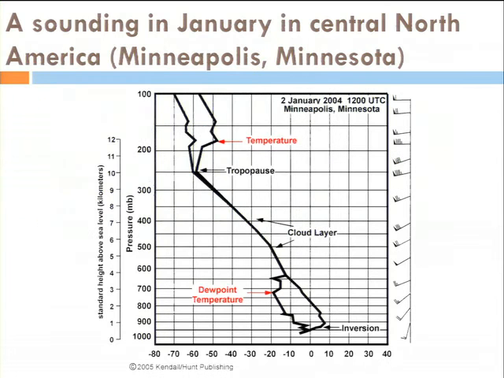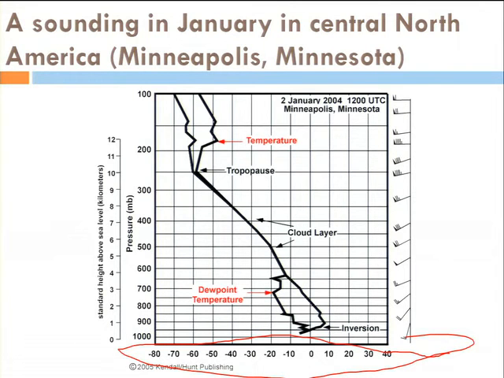And so what we do when we launch these balloons is it gives us a trace of temperature and dew point with respect to pressure or height. So what is this graph that I'm showing you? On the bottom axis here, we have temperature, right? So we have cold temperatures on the left-hand side, warm temperatures on the right-hand side. These temperatures are in Celsius.